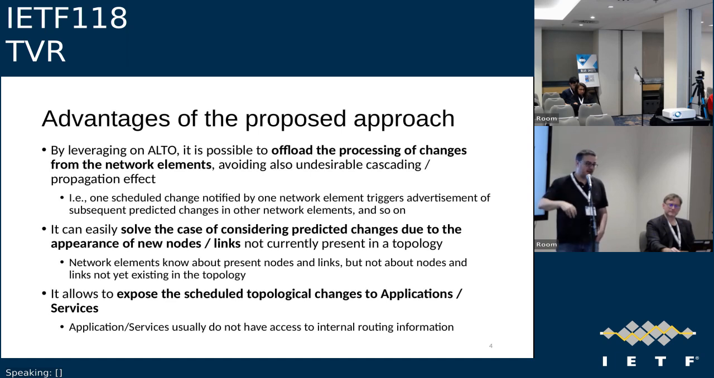So it would be an external element, the one in charge of doing that processing. Also, we would avoid some undesirable effects like the cascading or propagation effect of changes in the nodes. One node injecting or advertising one change could propagate a kind of cascade effect in the other nodes. So by making all of this in a separate component, we avoid this cascading effect. Also, with this mechanism, we can easily consider the impact of new links or nodes in the network, so those that do not exist today but will exist in the future.